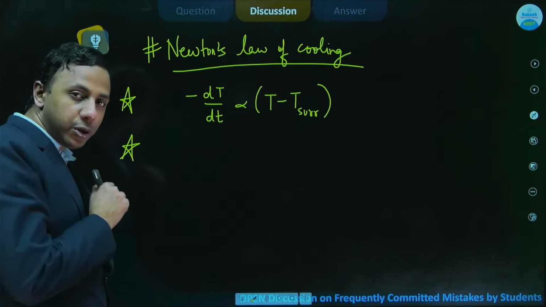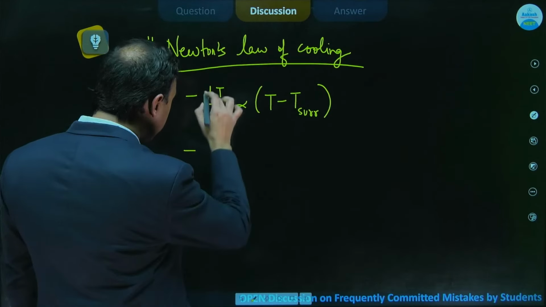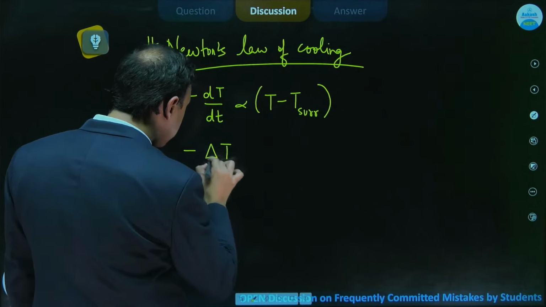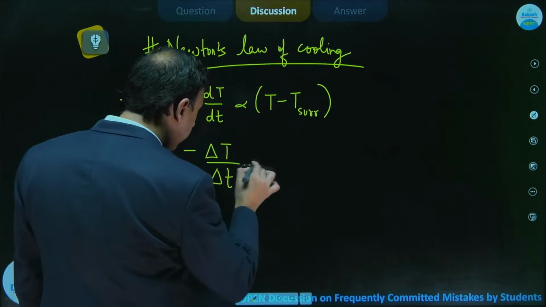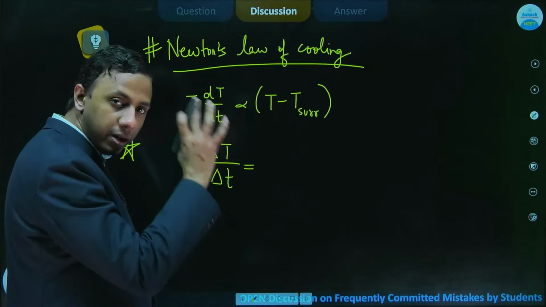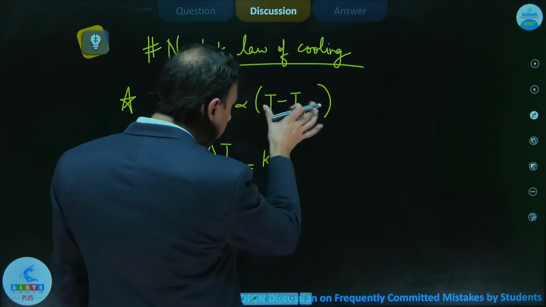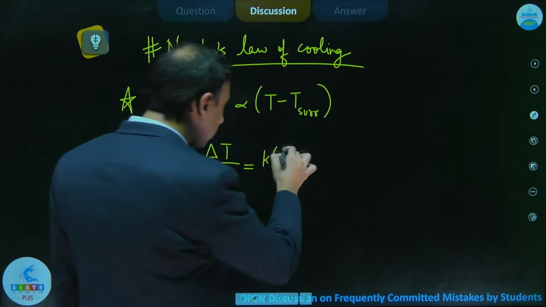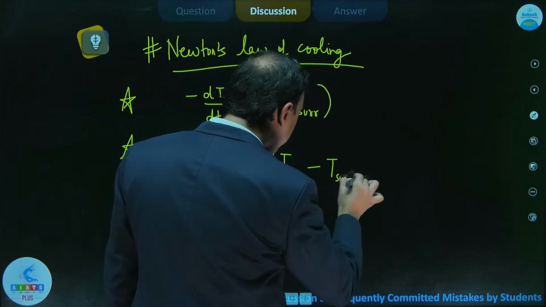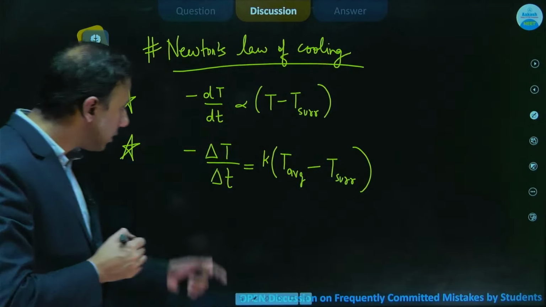Then for such questions we also use the short trick method, right? For the short trick method, what do we do? Instead of writing in differential form, we will write like this, delta T by delta t is equal to, here we will write equal to instead of proportional. Proportionality has been removed, so a constant will come. That constant is called K. This formula will become K times T average minus temperature of surrounding. This signifies the same thing.